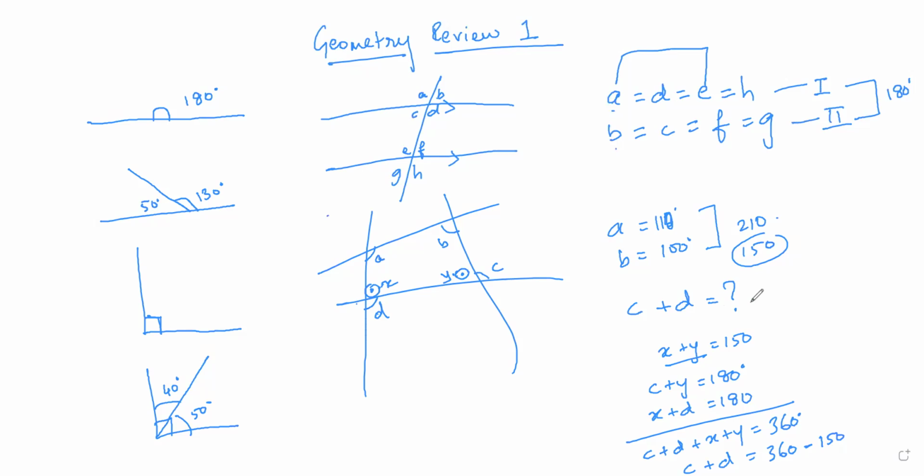Seemingly a difficult question, but if you apply logic, you can solve it. Got it? So what is C plus D? C plus D is 210 degrees. That's my answer. Interesting. Okay, moving on to the next screen.